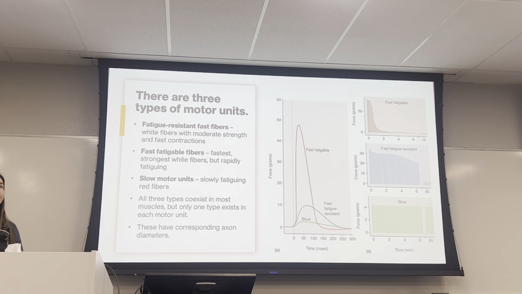Then we have our fast fatigable fibers. These are our fastest, strongest fibers. They respond really quickly to neural signals, and they do so with a large amount of force. So those contractions generate a large amount of force, but they're very quickly fatigued. You can only maintain that level of contraction with these fibers for a short period of time before they get fatigued and need to relax and regenerate energy.